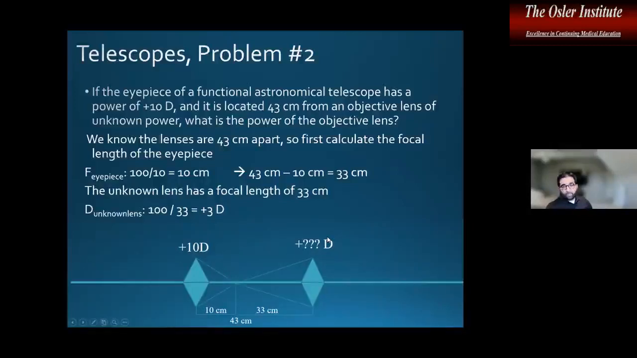They didn't ask us this, but if you wanted to figure out the magnification of this telescope, 10 divided by 3 is going to be about 3.33x magnification.